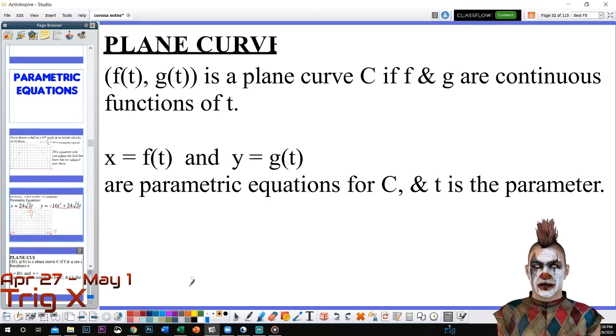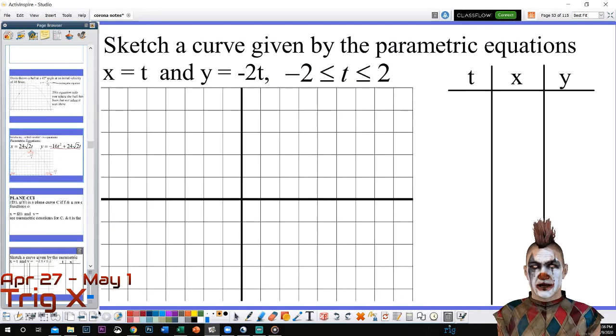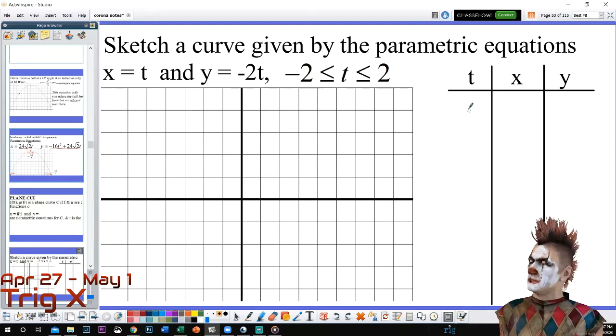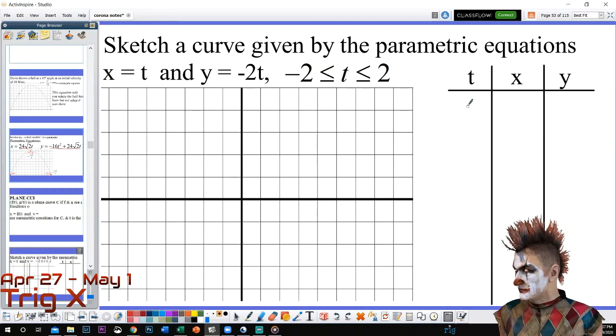This talks about plane curves. We're not going to worry so much about that right now because we need to get into being able to do this. So take out that calculator if you don't already have it out. We're going to use that in a moment. But first, let's just do this by hand, and then we'll show you what to do with the calculator.